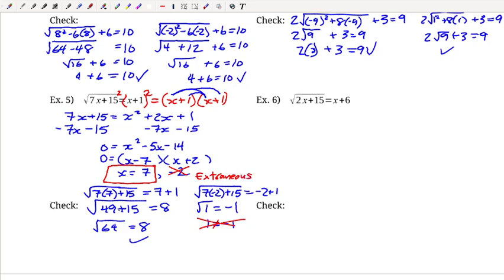So watch out for those. In this case, we still do have a solution, just only one.